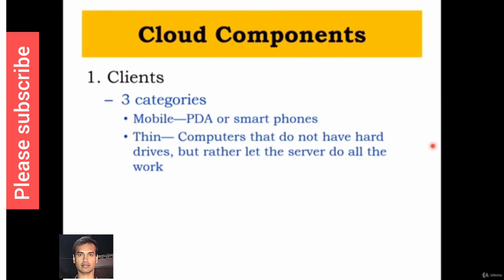Second type of the clients are the thin clients. These are the computers that do not have the hard drives, but rather let the servers do all the work. And third type of the category here is a thick client, which is the computer having its hard drive. That is a regular machine with the CPU.